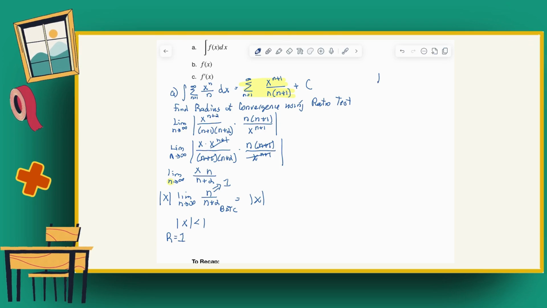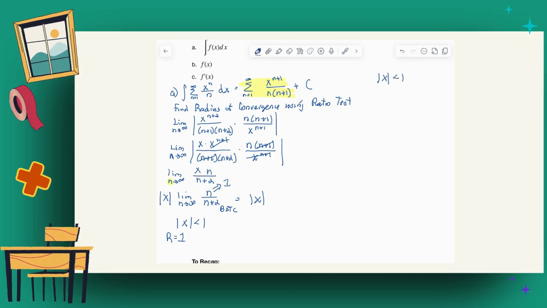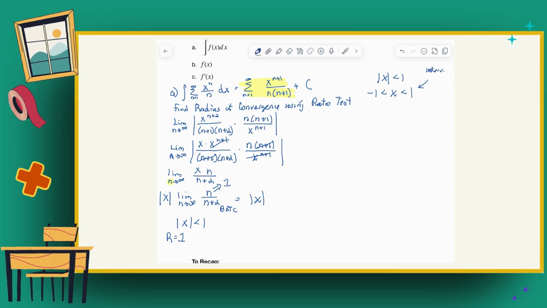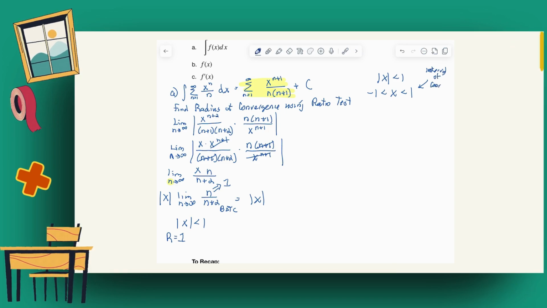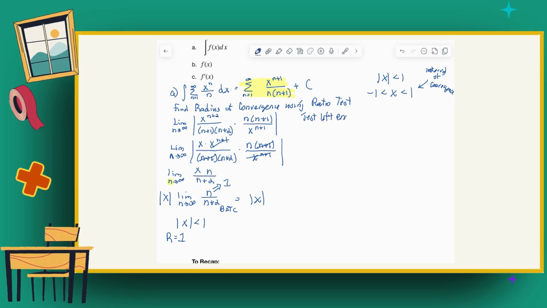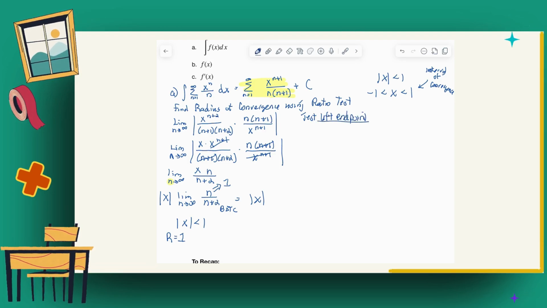Now I'm going to take this inequality, the absolute value of x is less than 1, and rewrite it as negative 1 is less than x, which is less than 1. That's our interval of convergence. Well, at least the left endpoint and the right endpoint of our interval of convergence. We just have to figure out, should it include the negative 1 or the positive 1. We do this by testing our endpoints for convergence.